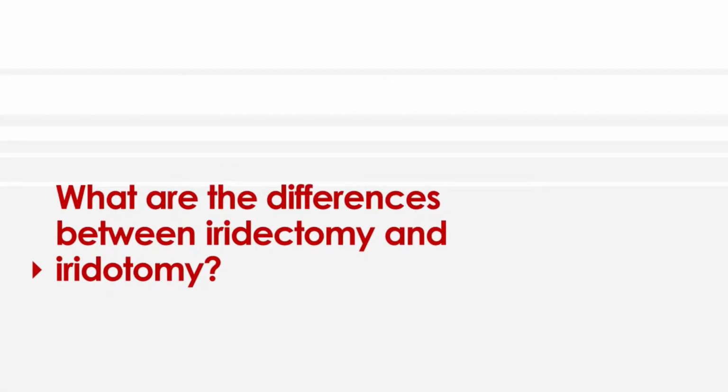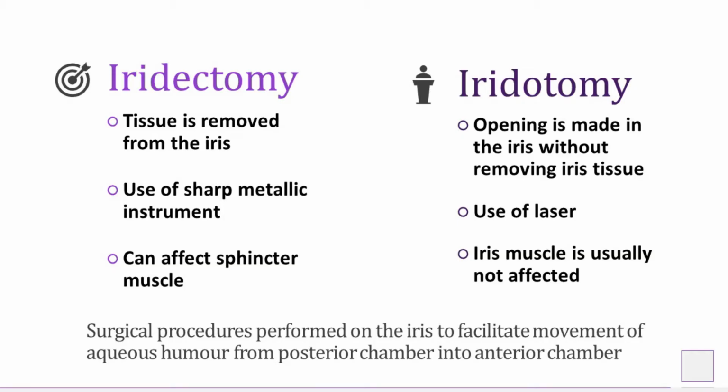Question 3. What are the differences between iridectomy and iridotomy? Iridectomy and iridotomy are 2 surgical procedures performed in cases of glaucoma by making an opening in the iris to facilitate movement of aqueous humor from the posterior chamber into the anterior chamber. Their differences are as follows.